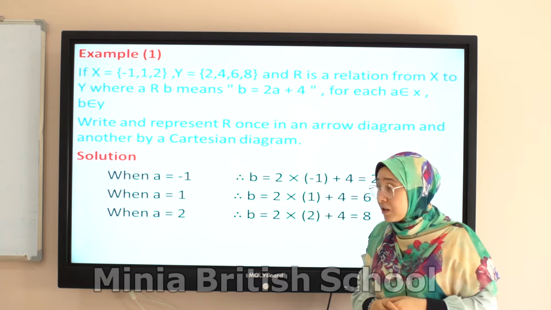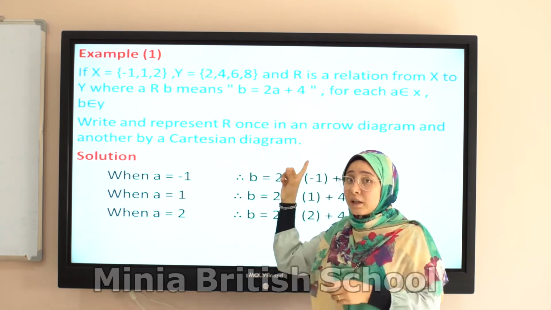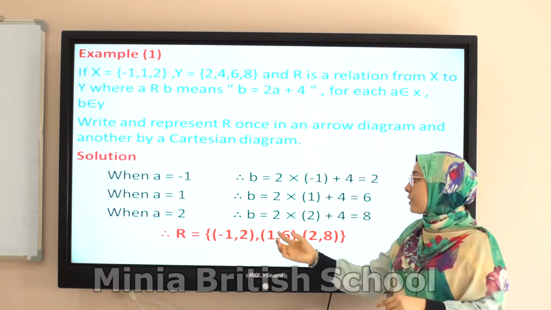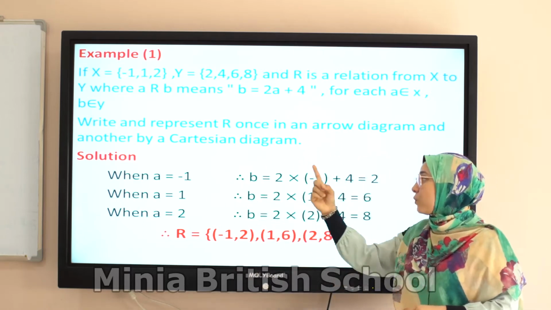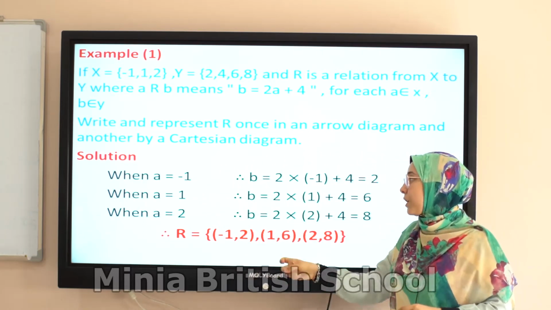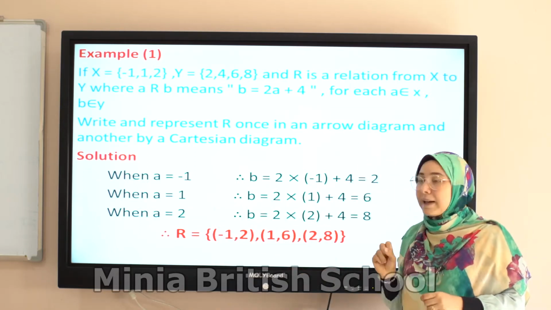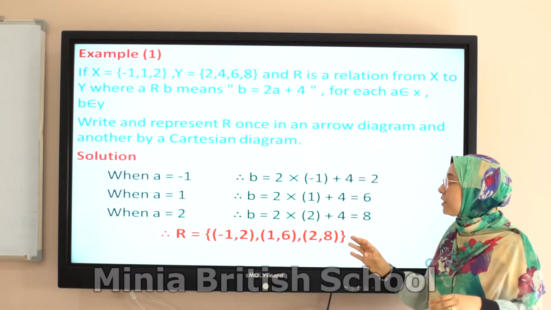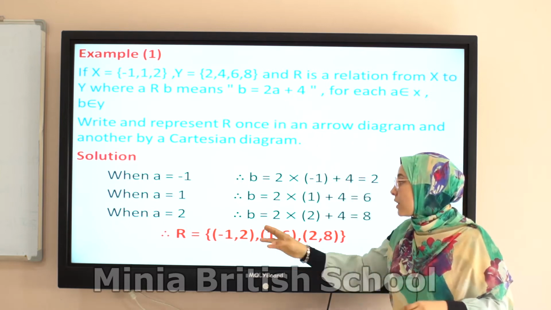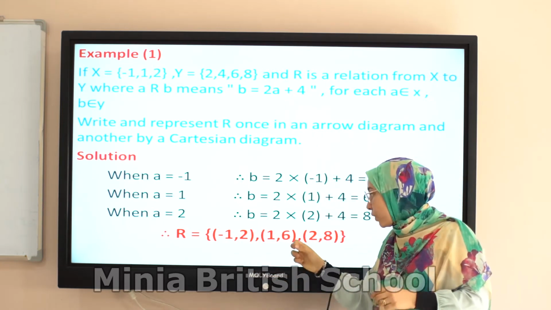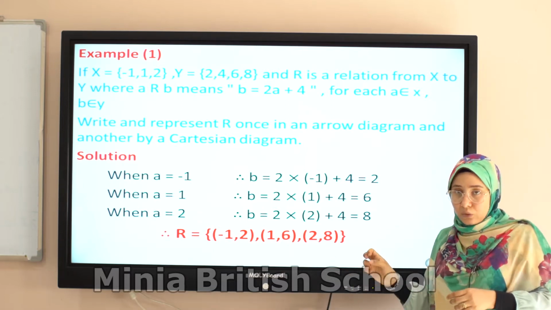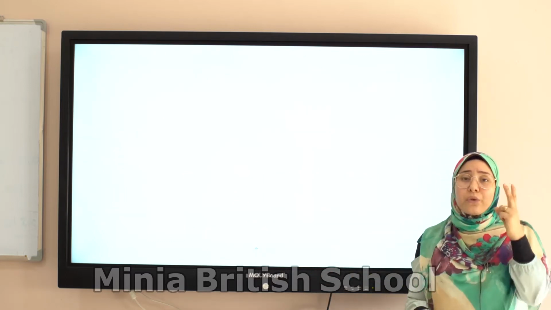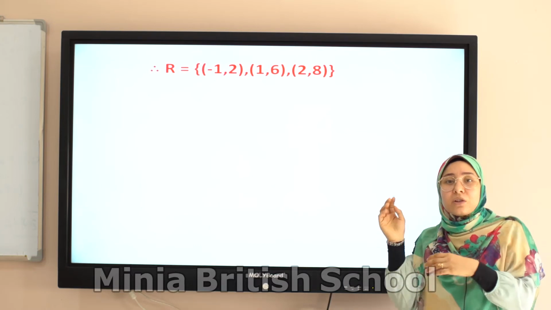Now, I will write the relation. The first order pair, A belongs to X, P belongs to Y. So R equals set of order pairs. The first one, -1 and 2. Second order pair, 1 and 6. Third order pair, 2 and 8. So the relation R equals the set of order pairs (-1, 2), (1, 6), and (2, 8). Now I need to represent this relation by an arrow diagram and a Cartesian diagram.